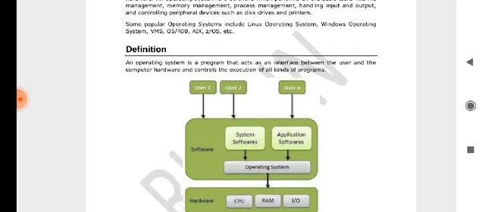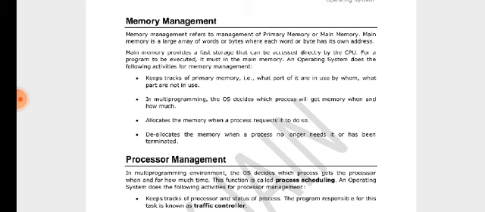We will discuss these basic points in detail. These are the important functions of an operating system. First, memory management. Memory management refers to the management of main memory. Main memory is a large array of words or bytes where each word or byte has its own address. Memory provides fast storage that can be accessed directly by the CPU. For a program to be executed, it must be in the main memory.